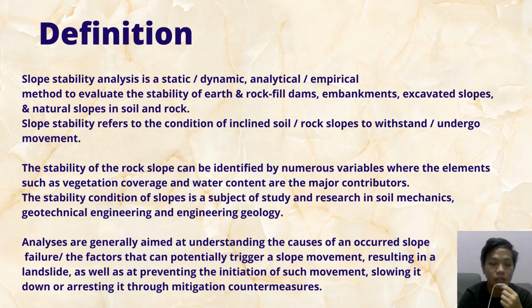The stability condition of a slope is a subject of study and research in soil mechanics, geotechnical engineering, and engineering geology. Analyses are generally aimed at understanding the cause of an occurred slope failure and the factors that can potentially trigger a slope movement, resulting in a landslide, as well as preventing the initiation of such movement, slowing it down, or arresting it through mitigation countermeasures.